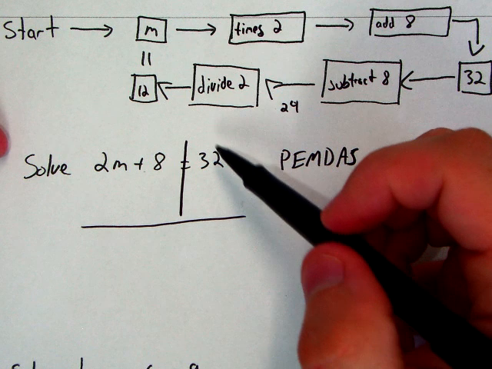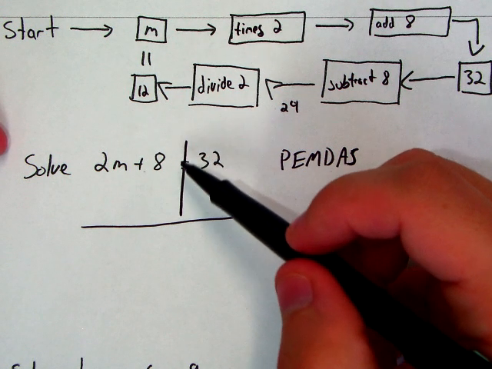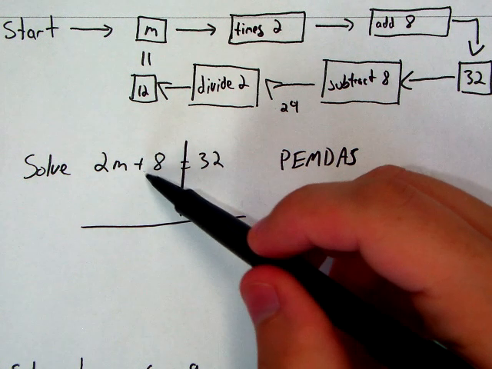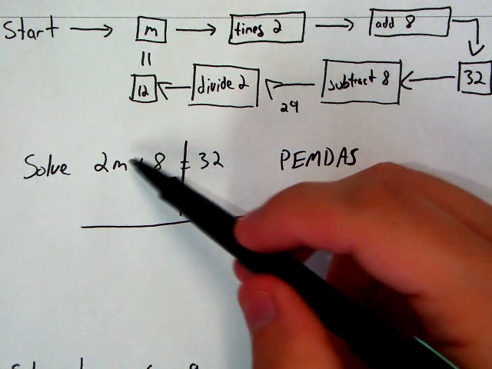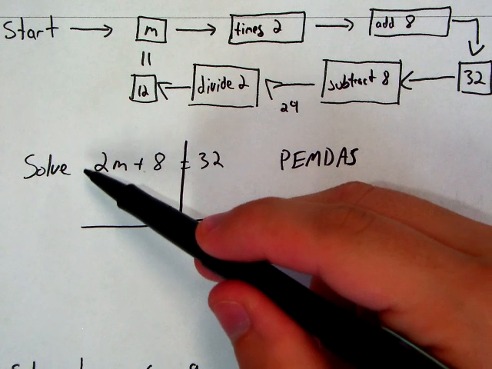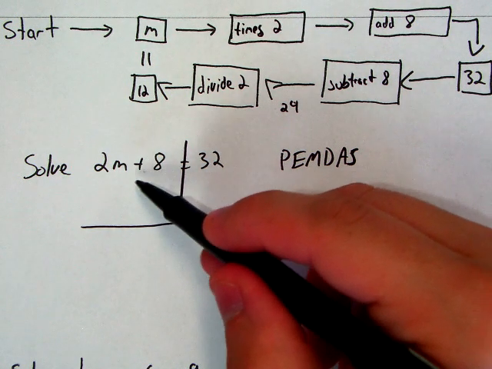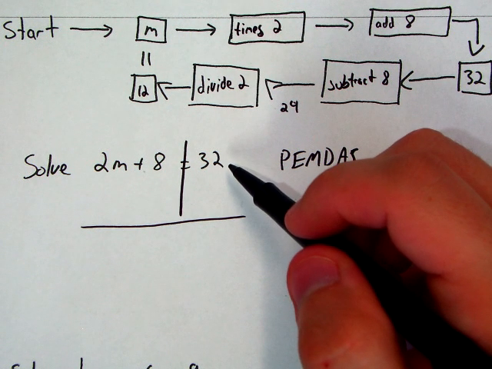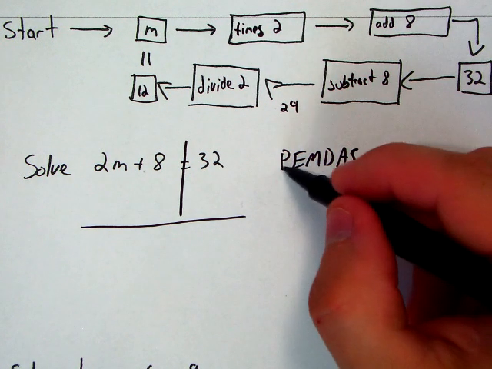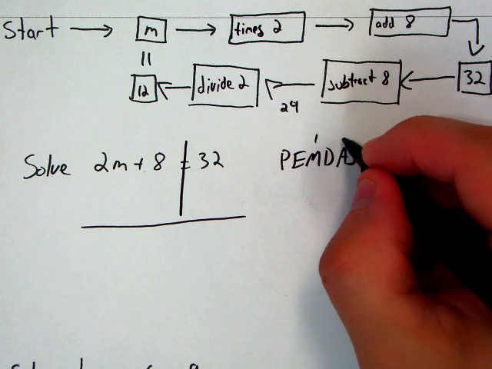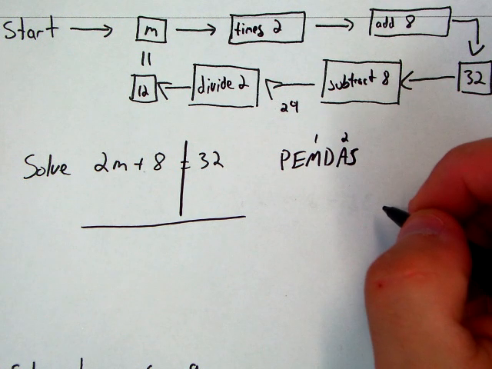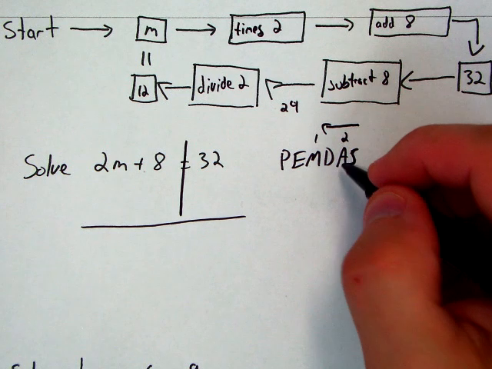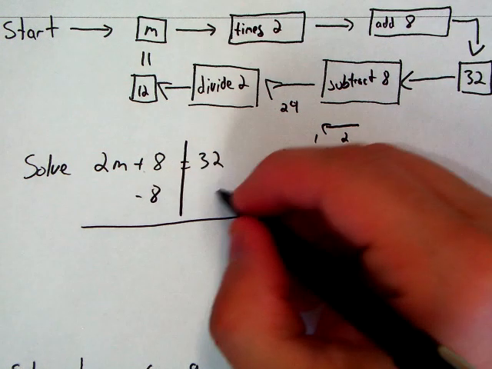But first thing we want to do is we want to make sure that all of the variable terms are on one side and all the numbers are on the other side. The good thing is we have the variable term on one side, but we have this plus 8 here. So we want to get that over to the other side. We could also think of it as order of operations. This gets done first, this gets done second. So as we undo them, we go in the opposite direction. So we undo the addition by subtracting.